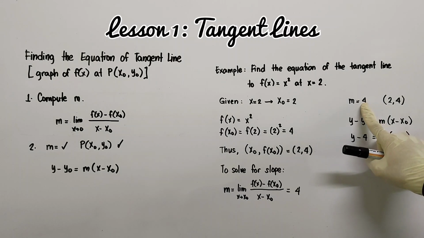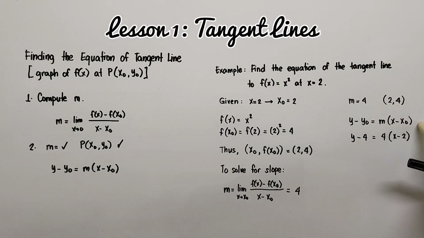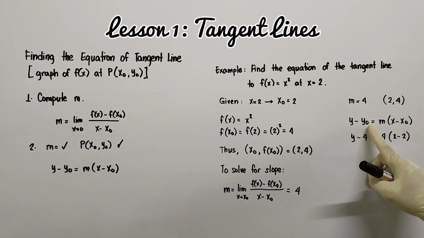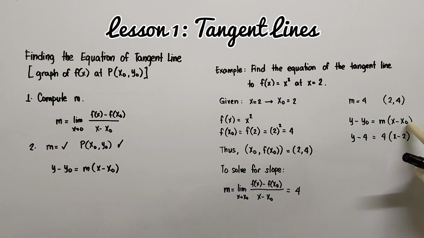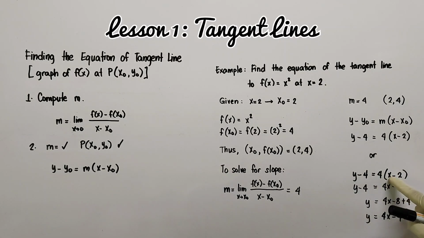Since we have now the value of the slope and the coordinate, we can use the point-slope form. So just do the substitution: our y sub 0 is 4, the slope is 4, x minus the x sub 0 is 2. So that is the equation of the line in the point-slope form. We can still modify this equation. Just simplify the right side, so 4 times x is 4x, 4 times negative 2 is negative 8. Retain y on the left, so you have the additive inverse of negative 4, that is positive 4. So our slope-intercept form of the tangent line is y equals 4x minus 4.